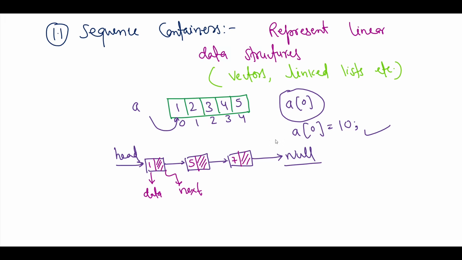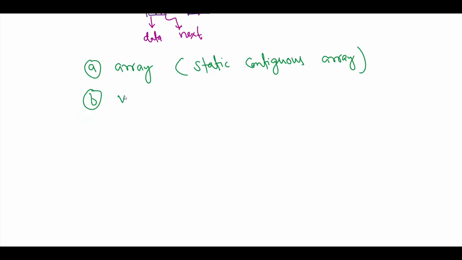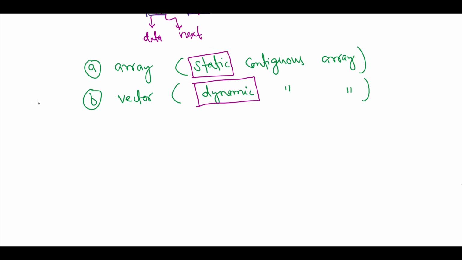Now sequence container has such kind of data structures. So let's know about them in more detail. First of them is array, which is static contiguous array. Second is vector. It is also contiguous array, but it is dynamic. So I am not writing this contiguous array here, but this is the difference between them. And vector is used very heavily. So we are going to discuss this in very much detail along with all its functions.